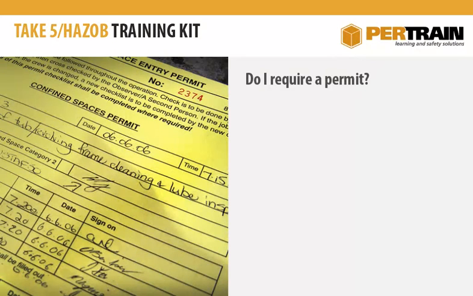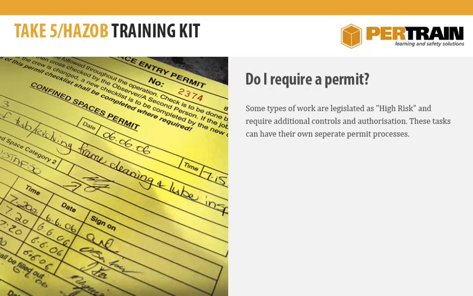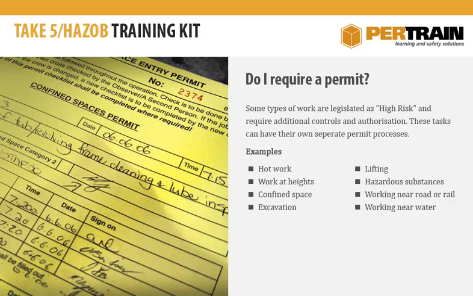Do I require a permit? Some types of work are legislated as high risk and require additional controls and authorization. These tasks can have their own separate permit processes. Some examples include hot work, work at heights, confined space, excavation, lifting, hazardous substances, working near road or rail, working near water. Ask your supervisor about the requirements for any high-risk work you might have to do.